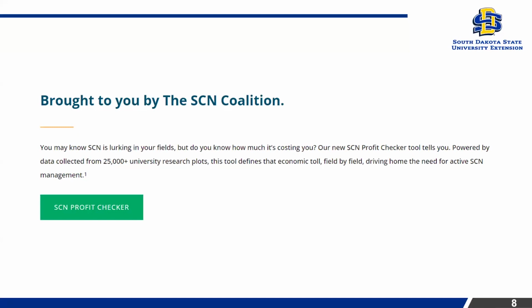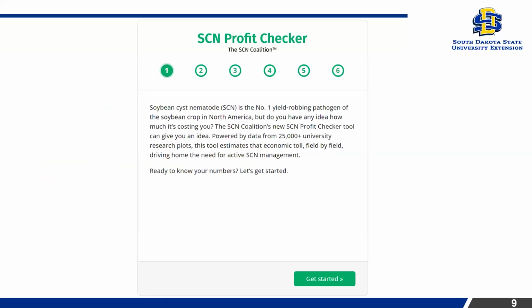So this is where you'll go to launch that profit checker. We've worked together with multiple states. I believe there's at least 15 states that worked with the SCN Coalition to develop this tool and develop numbers. Whenever you go into the calculator, this is the home page that you'll see, and it tells you what this tool does. Basically, this tool is giving you an idea of what SCN might be costing you.